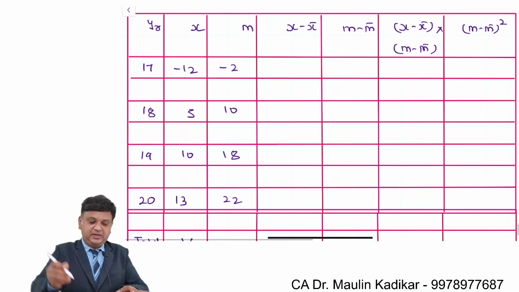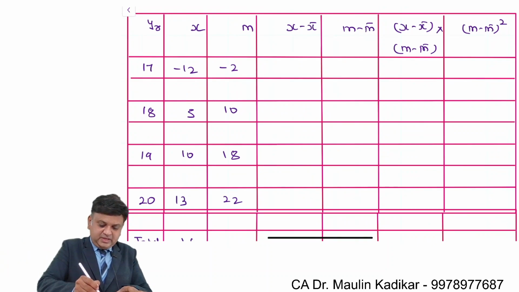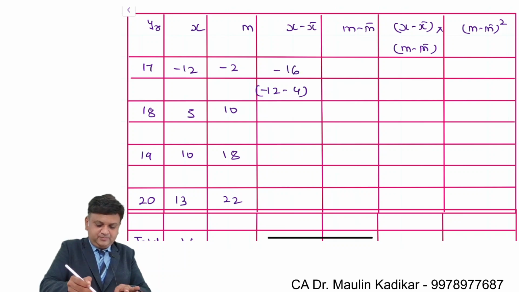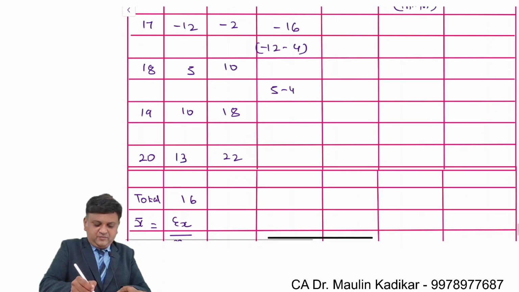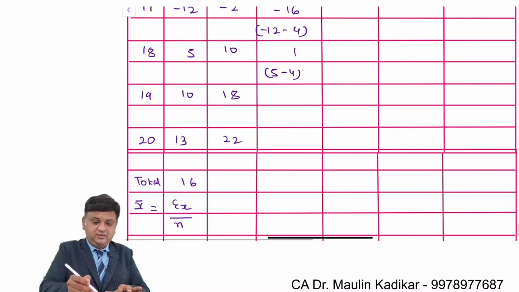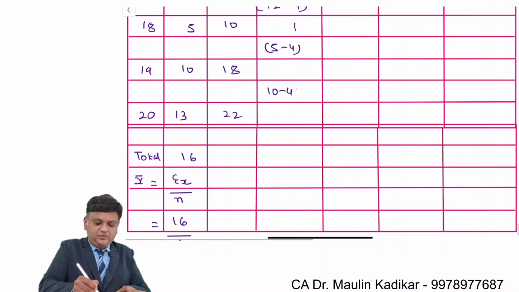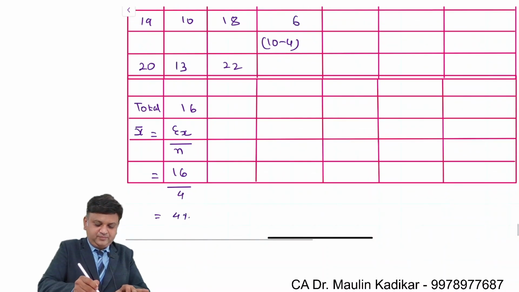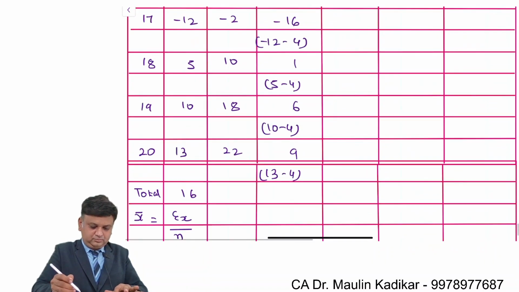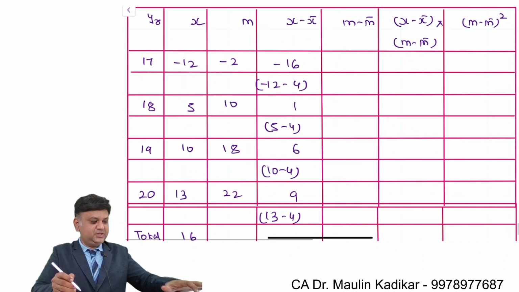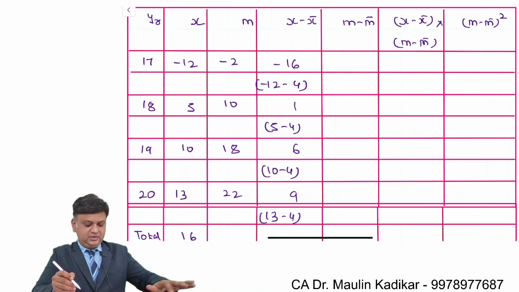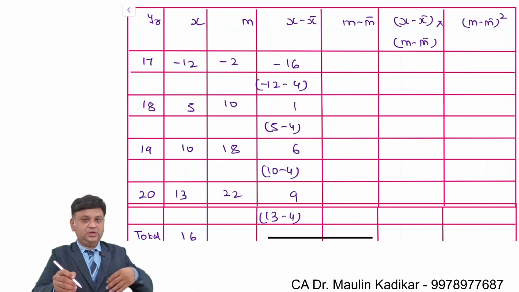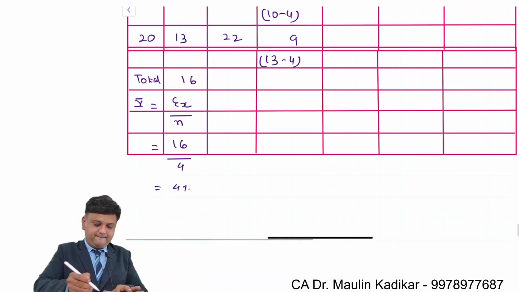Now x minus x bar: negative 12 minus 4, that comes to negative 16. 5 minus 4 is 1. 10 minus 4 is 6. 13 minus 4 is 9. Then it is summation m: negative 2 plus 10 plus 18 plus 22. That comes to 48.